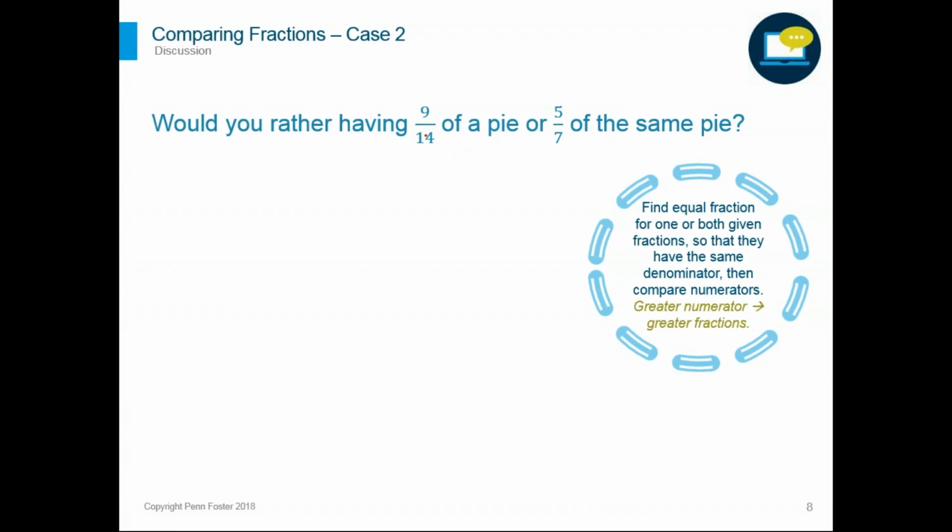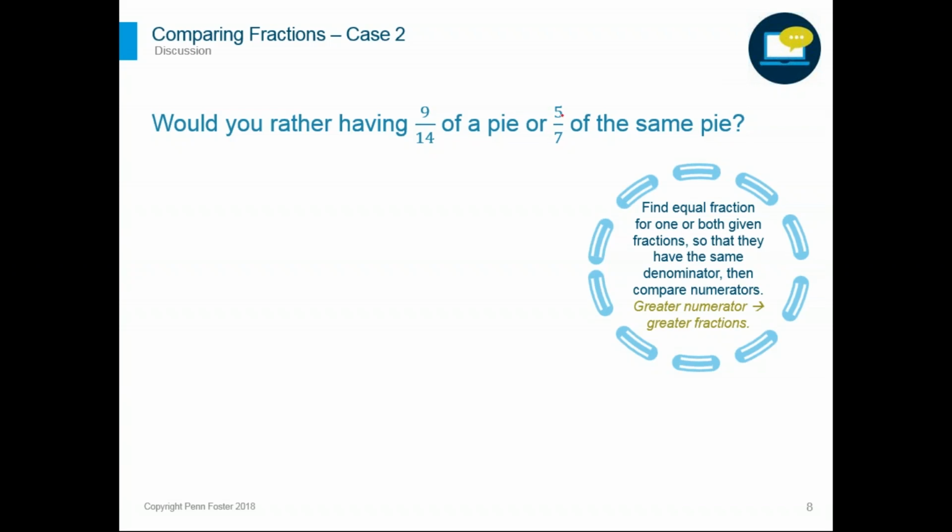Would you rather have 9/14 of a pie or 5/7 of the same pie? Using just imagination, we cannot really tell which one is bigger. So the only way to do that is to change the two fractions to equal fractions with the same denominator. Now, I know that one has a 14 and the other one has a 7. I know that 14 is a multiple of 7. 7 times a number will give me a 14.